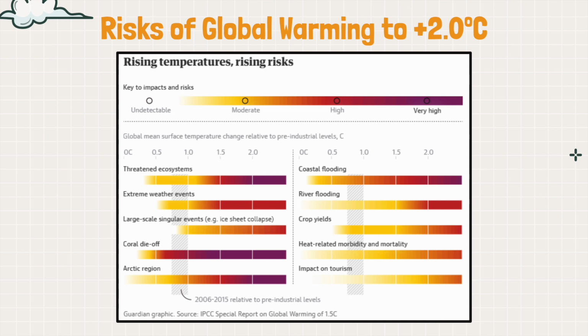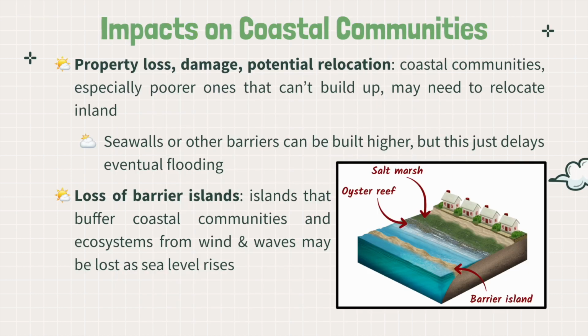We can increase weather extremes, corals are going to die off, there are going to be huge impacts to Arctic regions, coastal flooding is going to be of concern, as well as flooding elsewhere, and then crop yields will decrease as well. So we can have this huge sweeping effect across the globe if our planet ends up warming 2 degrees Celsius. As for impacts on coastal communities, we can have property loss and damage, and then we might need to have those people potentially relocate.